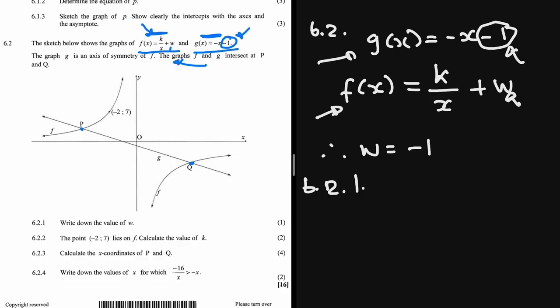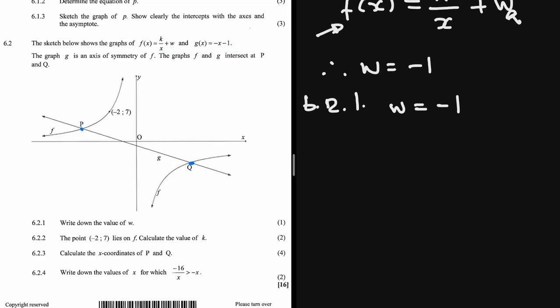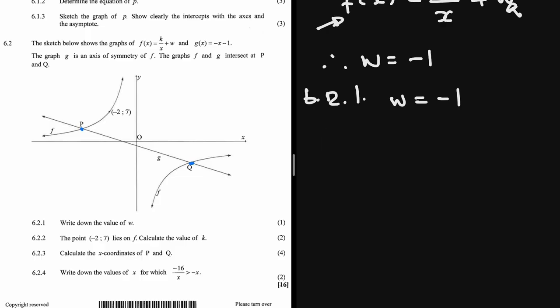So we can just say the value of w is just going to be -1. Okay, and then now 6.2.2, they say now the point (-2, 7) lies on the graph of f, which is the graph of our hyperbolic function. And then we have to now calculate the value of k.